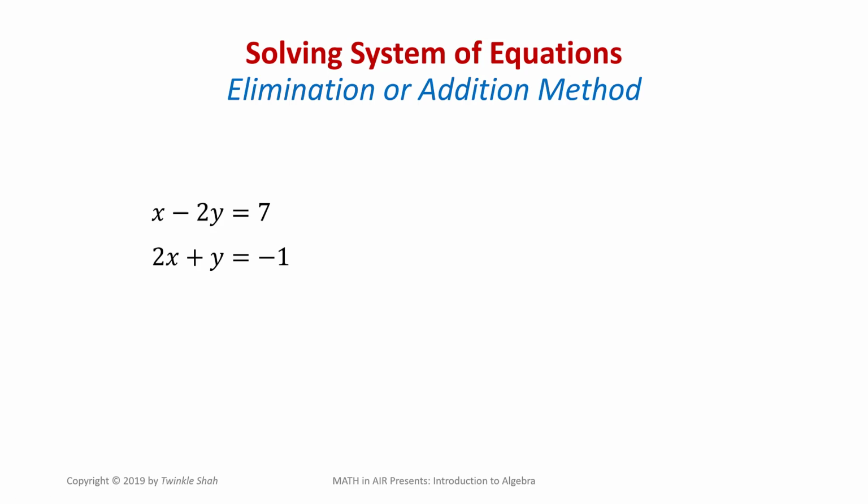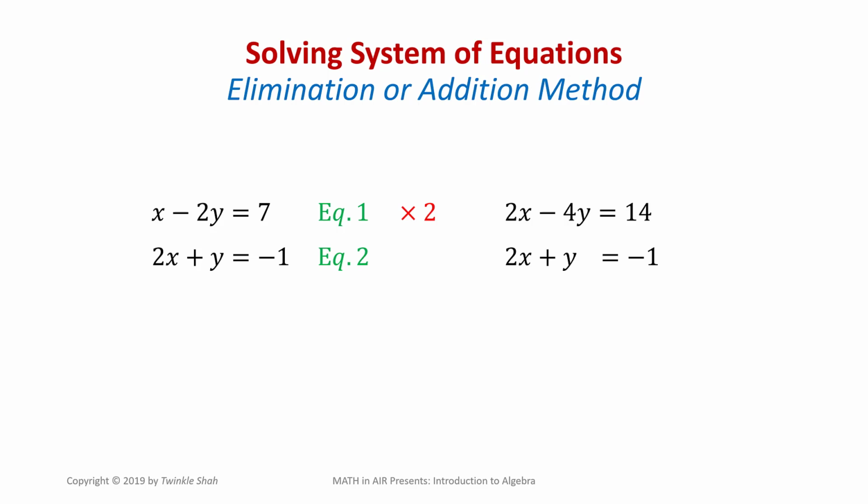Here we are given two linear equations, x minus 2y is equal to 7 and 2x plus y is equal to negative 1. We call them equations 1 and 2. Now let's look at these two equations and find out which variable can be easily eliminated. Here we can multiply equation 1 with the number 2. Therefore we get 2x minus 4y is equal to 14, and keep equation 2 as it is: 2x plus y is equal to negative 1.